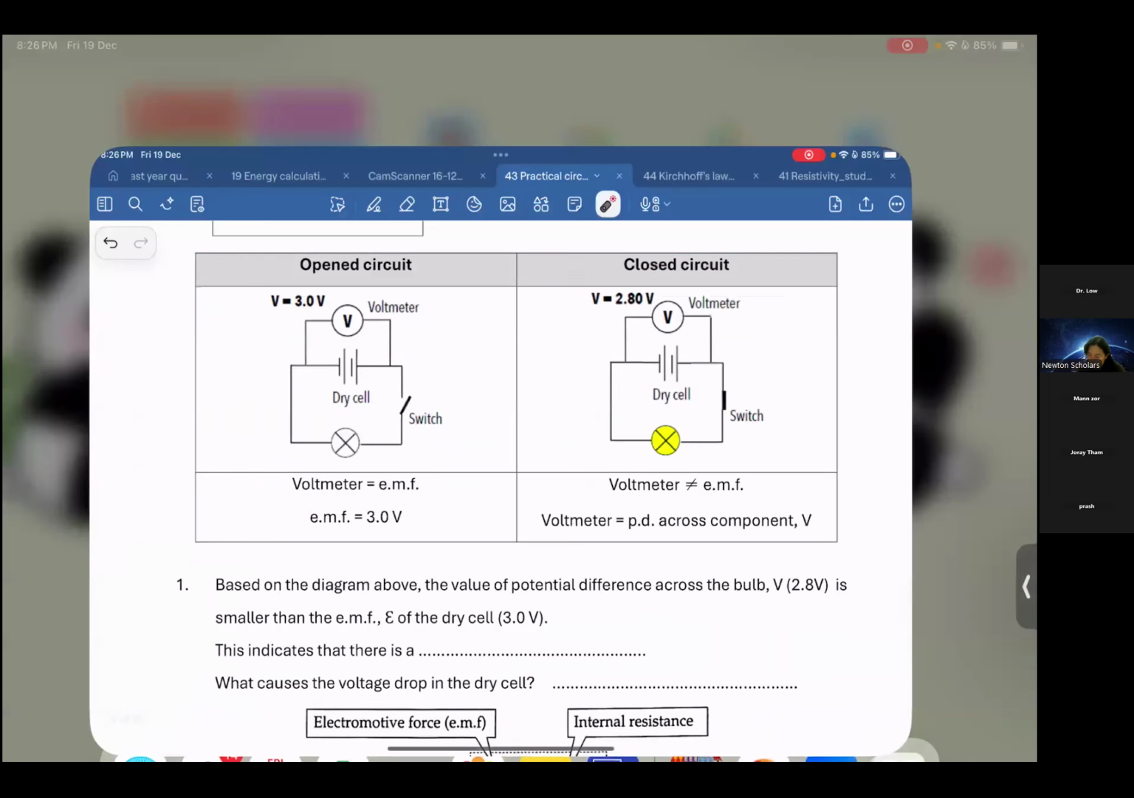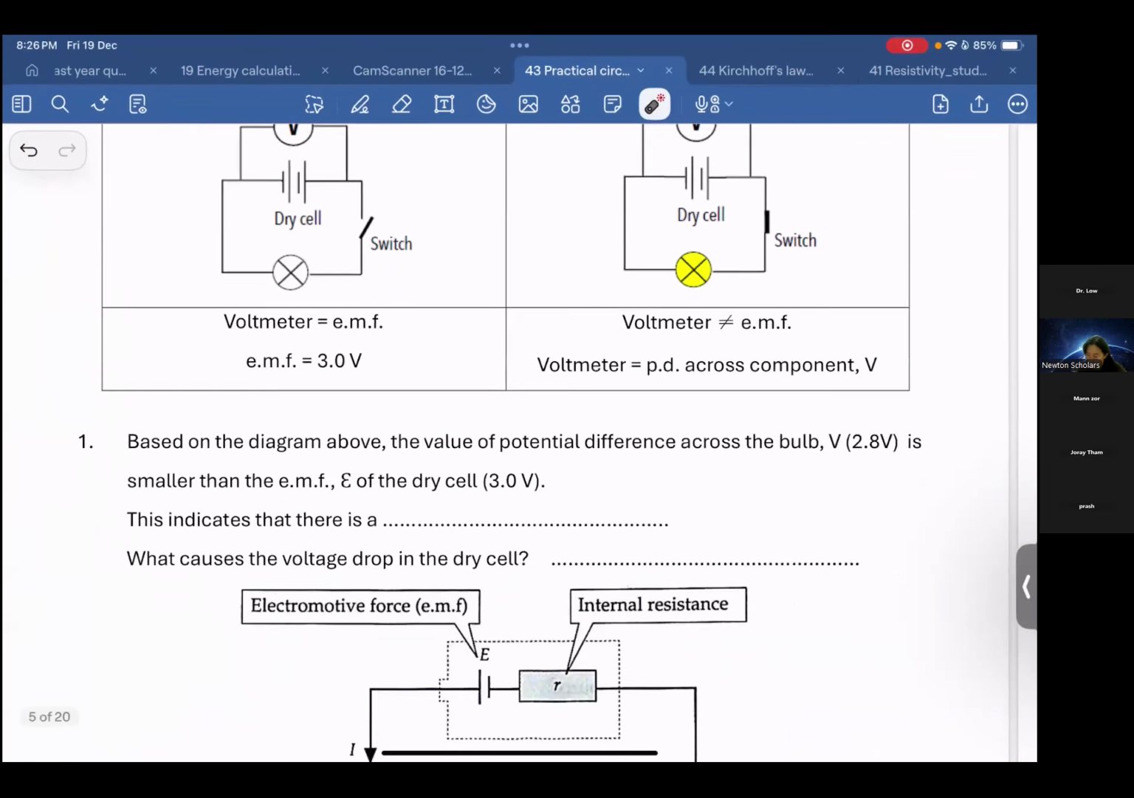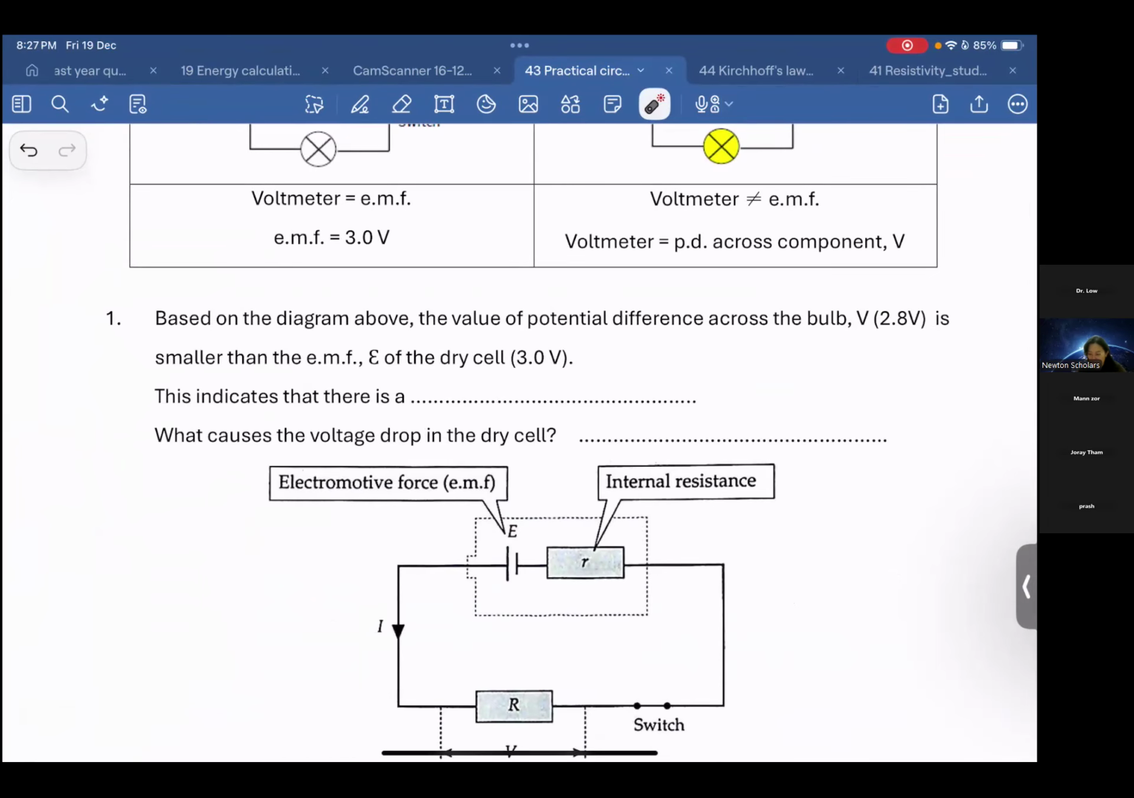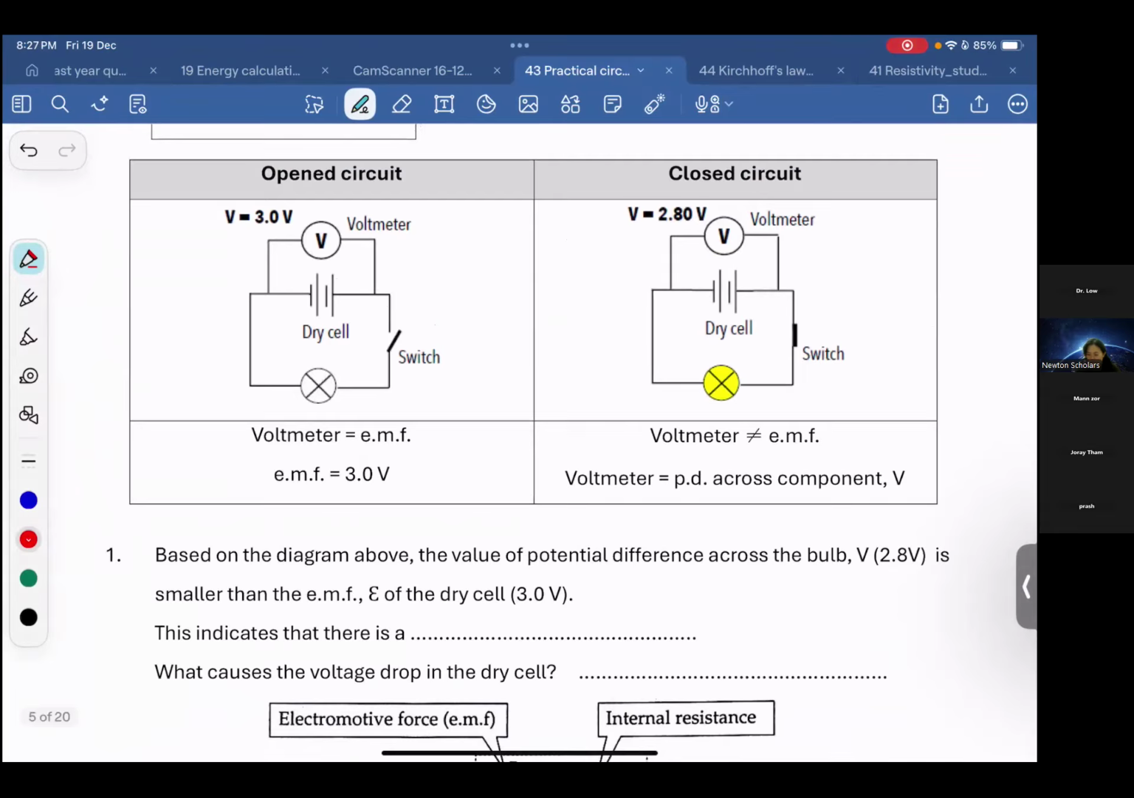Okay, based on the diagram above, the potential difference across the bulb, 2.8 volt, is smaller than the EMF, 3.0 volt. Previously, before learning about internal resistance, we would say that if here is 3 volt, here should be 3 volt also. This is a perfect case. Now we learn about real life. It is impossible for it to receive all the 3 volt. There is some loss in the battery due to the internal resistance.